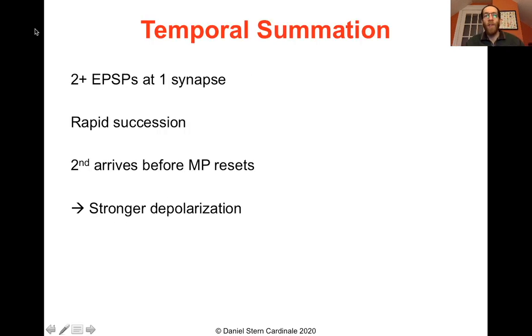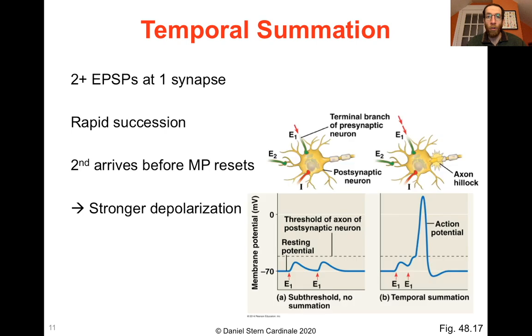There are two ways that postsynaptic signals can interact with each other. The first is temporal summation, which just means that you have two signals overlapping in time, temporal meaning time. So here's where you have, for a single synapse, for a single connection between two cells, two EPSPs arriving in rapid succession. The idea here is you have two signals where the second one arrives before the first one dissipates, and we can show how this is going to interact graphically.